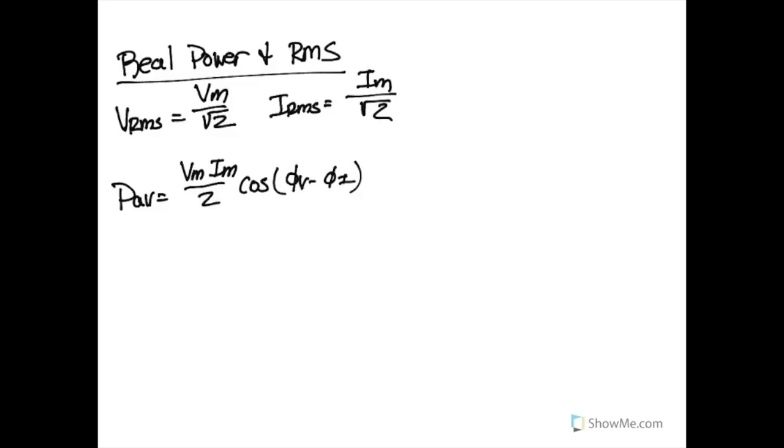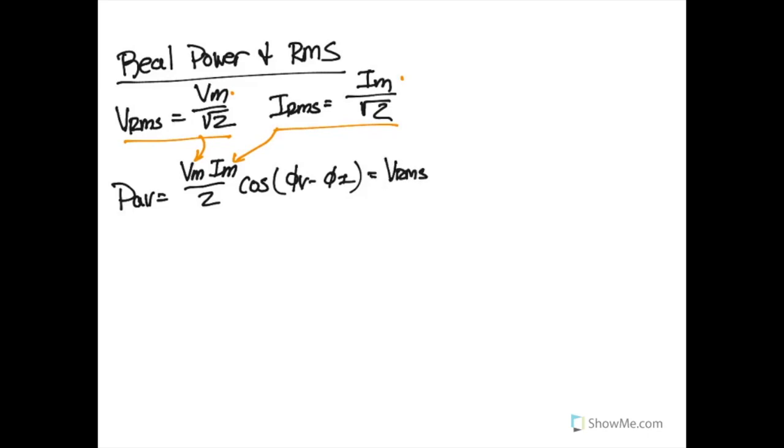To see how RMS, or root mean square, fits into our real power calculations, let's take a look again at what our definition of RMS is. That would be the magnitude of the voltage divided by the square root of 2, and the magnitude of the current function divided by square root of 2.